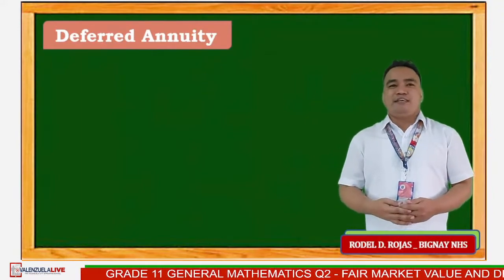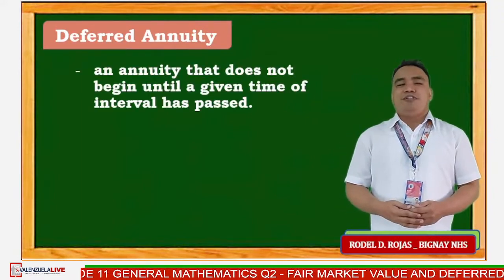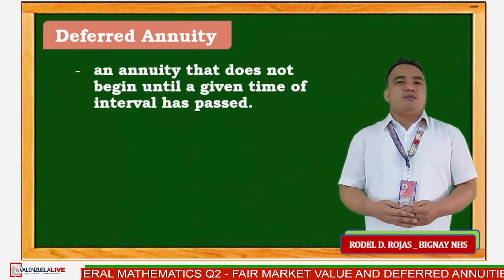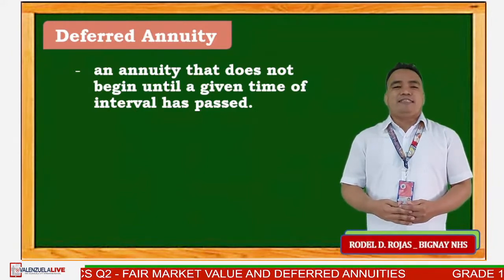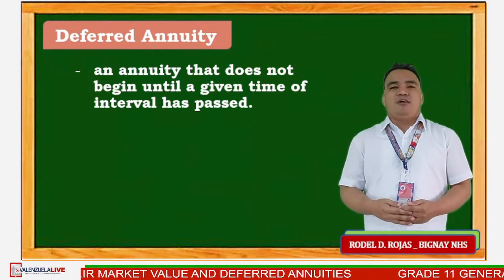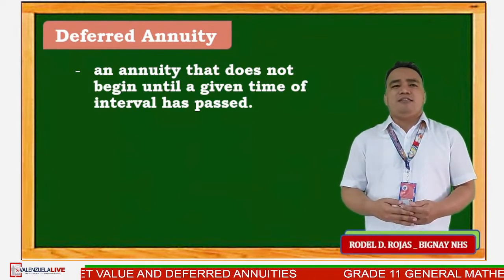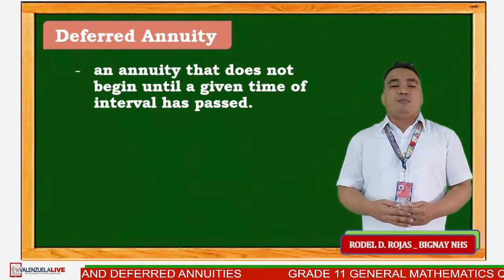Next lesson is deferred annuity. A deferred annuity is an annuity that does not begin until a given time interval has passed. It is a kind of annuity whose payments or deposits start in more than one period from the present.